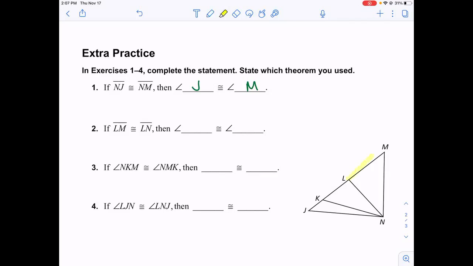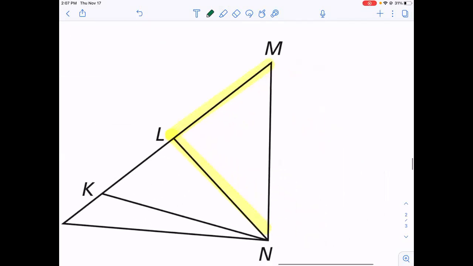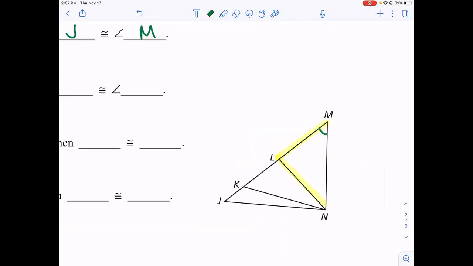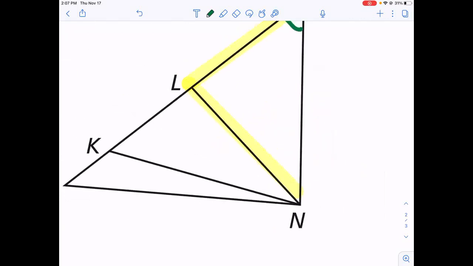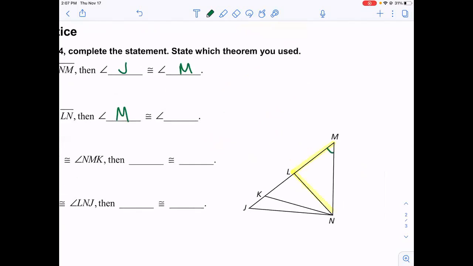All right, eyes up here. LM is congruent to LN. Okay. Where are the base angles for this isosceles triangle? M and... I disagree. There are 1, 2, 3, 4, 5, 6 different angles at N. You can't just call it N, but we can call it LNM or M and L.